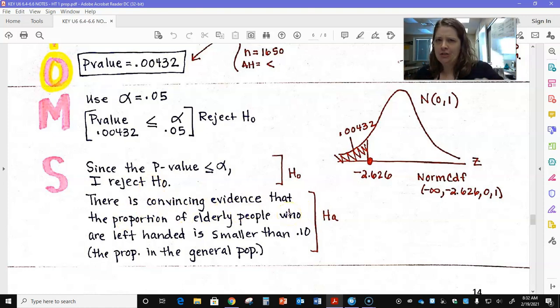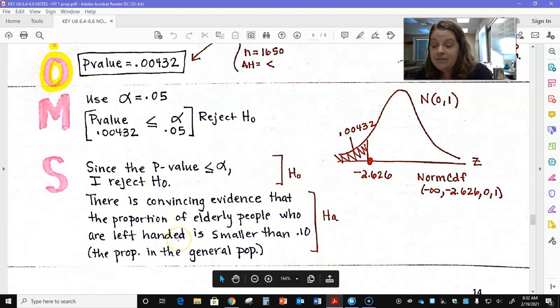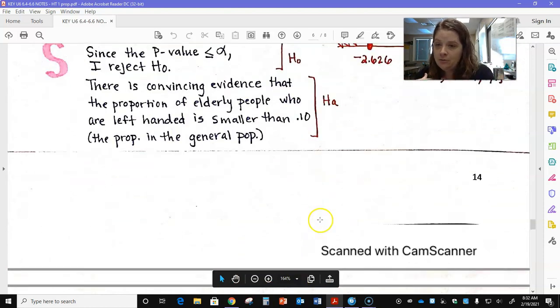Okay. There is convincing evidence. So we said guilty, so we had good evidence. Okay, there is convincing evidence that the proportion of elderly people who are left-handed is smaller than 10%, the proportion in the general population. So we have evidence for Ha, but we write that in context. Okay, so here we go.